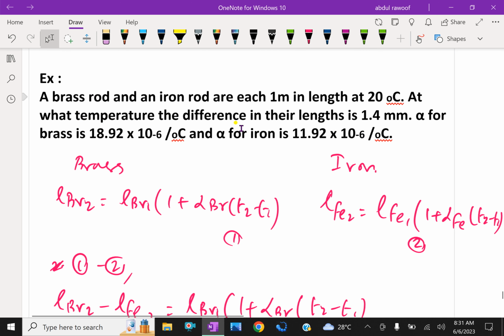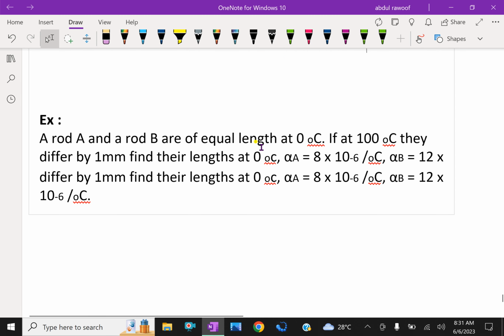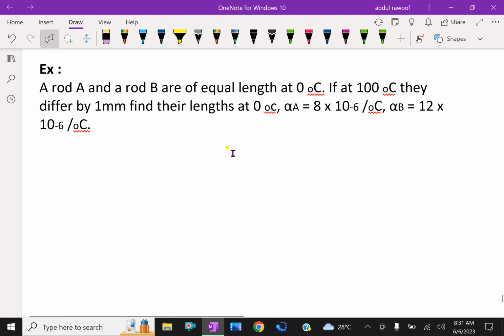At what temperature is the difference in their lengths 1.4 mm after a 20 degree increase? Next question. A rod A and a rod B are of equal length at 0 degrees Celsius. If at 100 degrees Celsius they differ by 1 mm, find their length at 0 degrees Celsius. Alpha A is given and alpha B is also given.